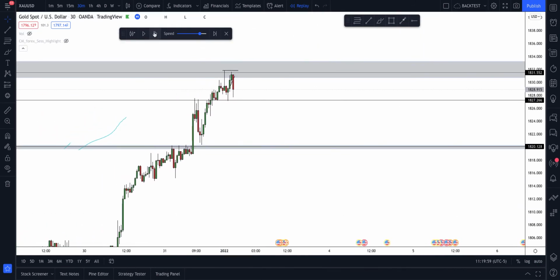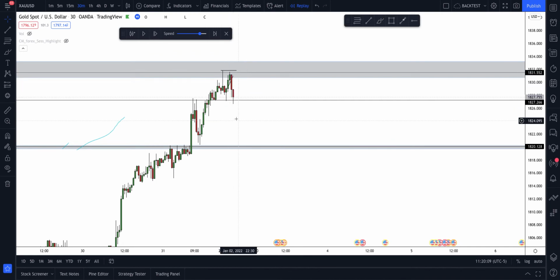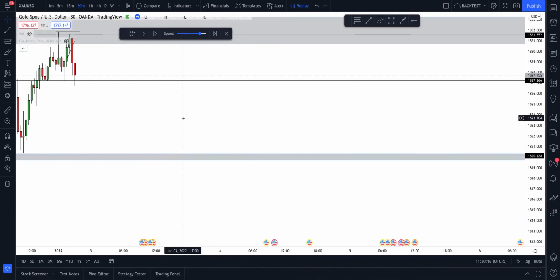Okay, I want to show you. I showed you the double top. I want to show you how you can be a part of this trade if you missed everything. Again, if you missed this, you can be a part of it. Nothing to worry about. Other opportunities.